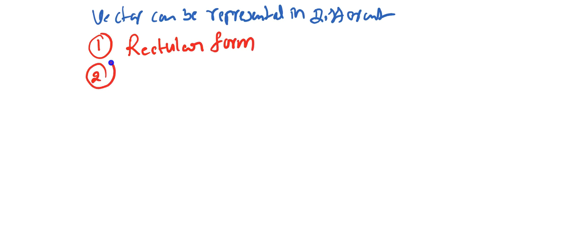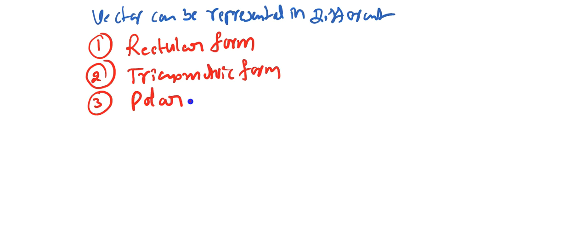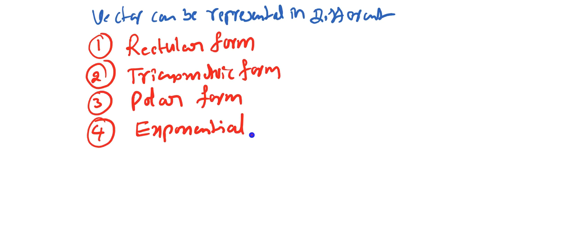The second one is called the trigonometric form. The third one is the polar form. These are the different forms in which any vector or phasor quantity can be represented. The fourth one is called the exponential form. So we can represent any kind of network in these different ways.